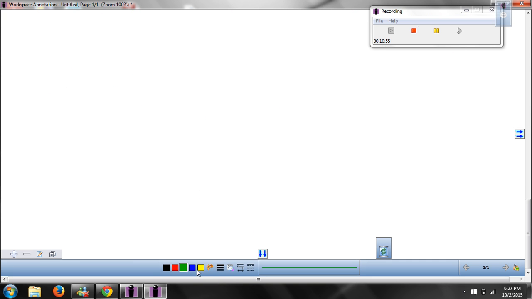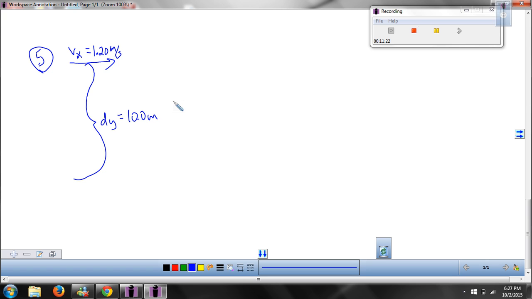Let's change color, getting sick of green. 5. So 5 says an AMCHS, and actually I think here it says CSHS platform diver runs horizontally with a speed of 1.2 meters per second. It's coming out that way. And the platform is 10 meters above the water. So dy is equal to 10 meters. And they want to know what is his velocity just before splashing the water.